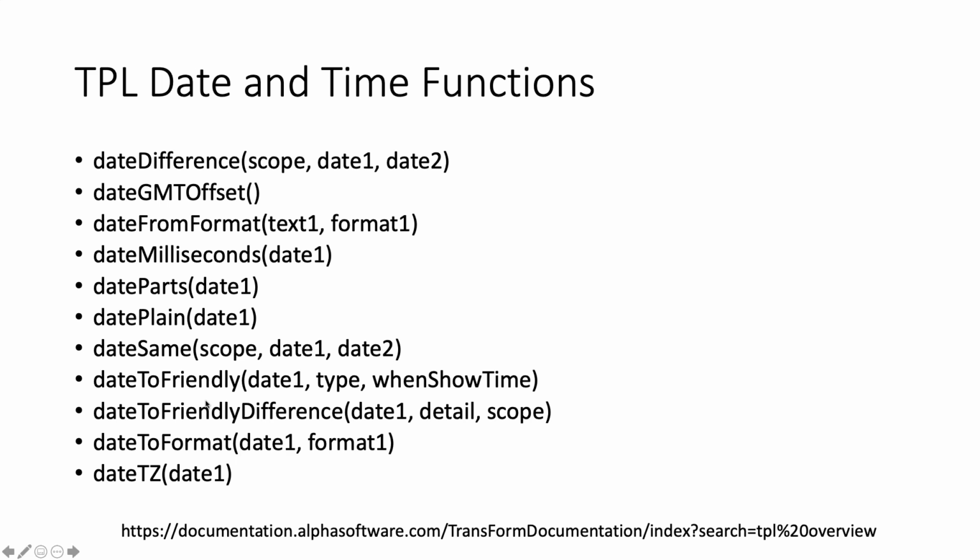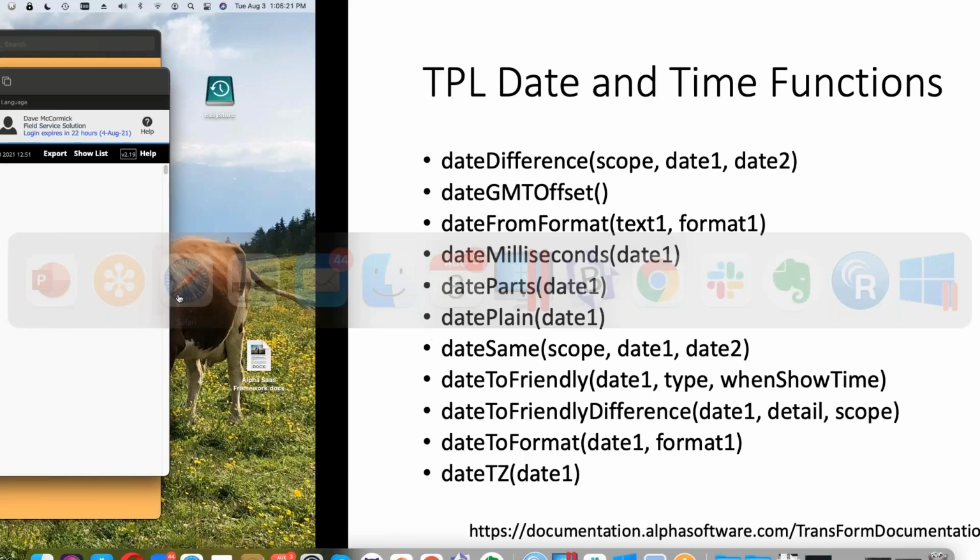And then we have date-friendly and date-to-friendly difference. This will give you things like Friday or today or 2 days ago, and I will give you an example of how that is used. And then date to format is one that you'll probably use pretty often because it'll take our sort of ugly dates that you get in Transform, the ones that go year, month, day with hyphens in between, and turn it into something that's a little bit more readable. So let's go take a look at these in action. I'm going to pop over here to Safari.